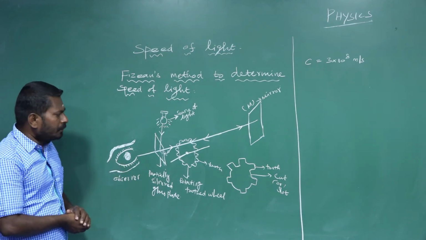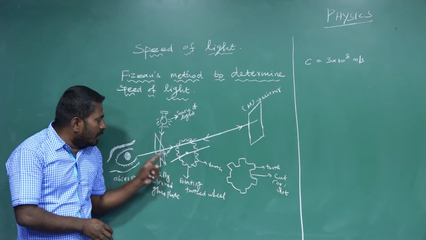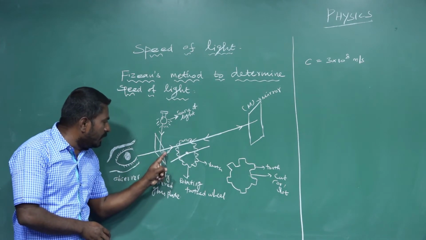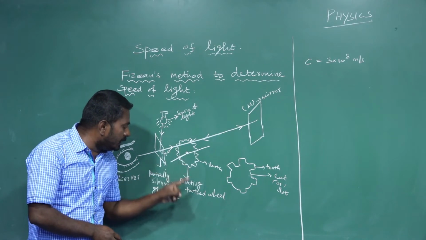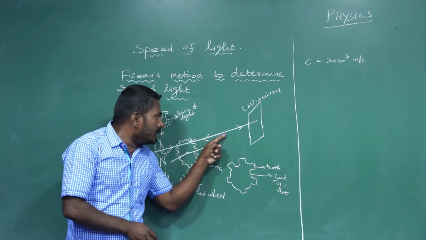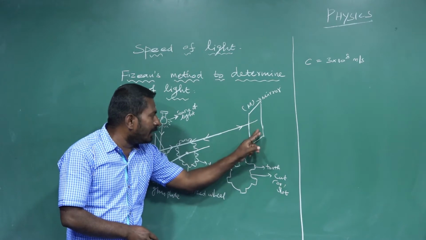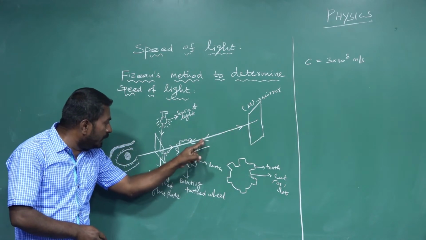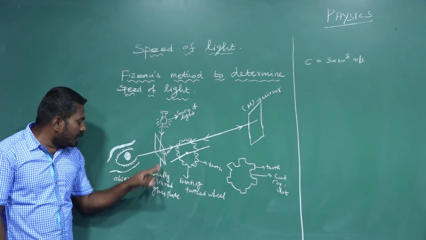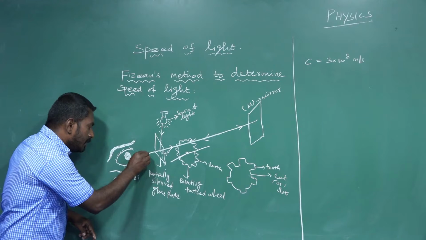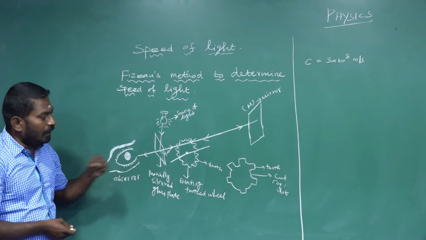This is the initial situation. The rotating toothed wheel does not rotate; it is at rest. Light reflected by the partially silvered glass plate falls on one of the cuts in the wheel, then falls on the perfectly reflecting mirror. The light is perfectly reflected and passes through the same cut in the wheel, then through the partially silvered glass plate, and reaches the eyes of the observer. This is the initial work.